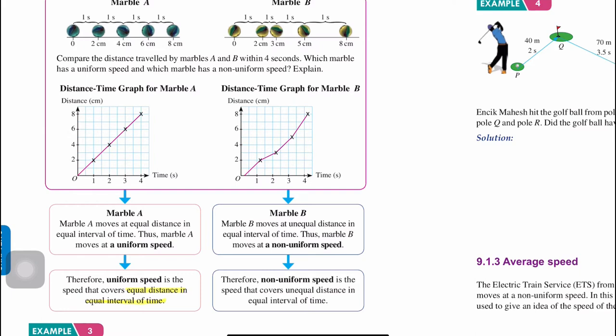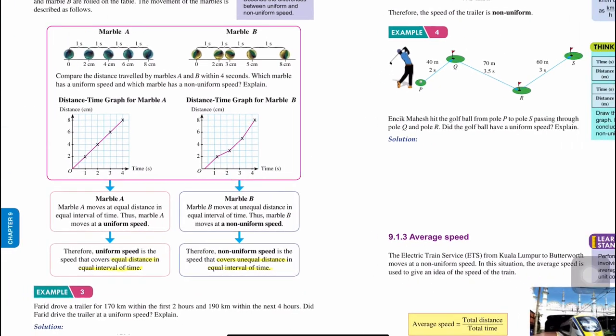Itu maksud uniform speed. While for marble B, marble B moves at unequal distance in equal interval of time. Thus, marble B moves at a non-uniform speed. Therefore, non-uniform speed is the speed that covers unequal distance in equal interval of time. Nampak beza kan? Mudah saja kita nak bezakan.